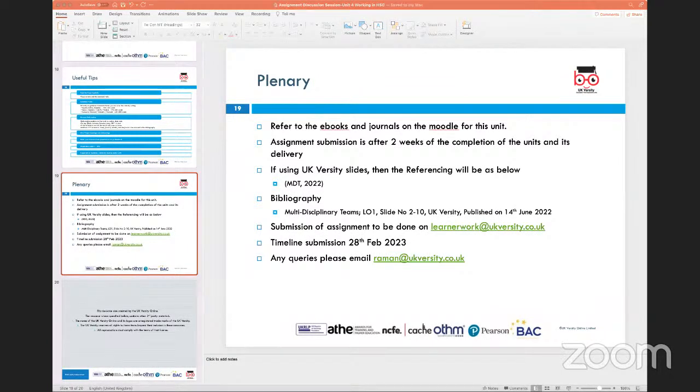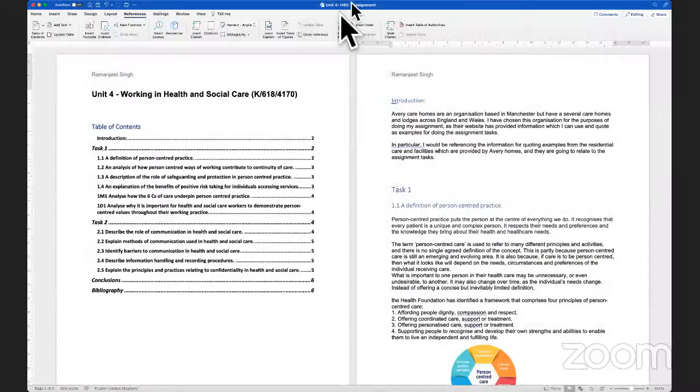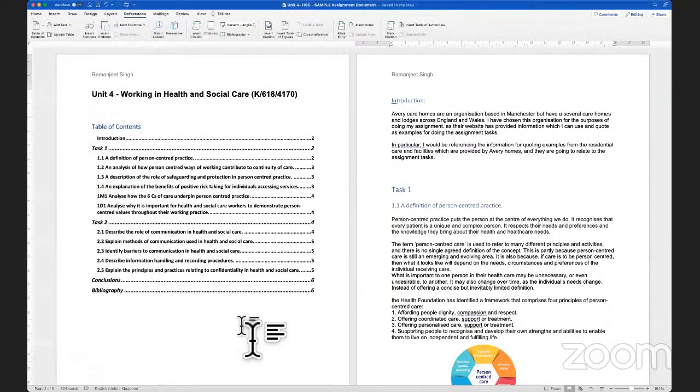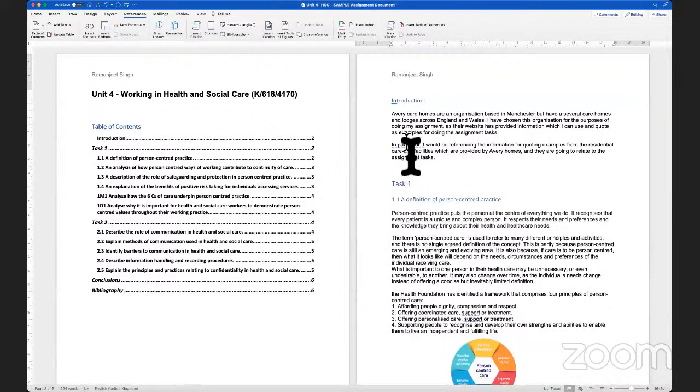This particular sample that I have prepared as a document, which I show you again, is what I'm going to put in as a sample assignment document for you to look at and reference, something you could follow in terms of how you would go about compiling the evidence in the form of an assignment document for this particular unit.